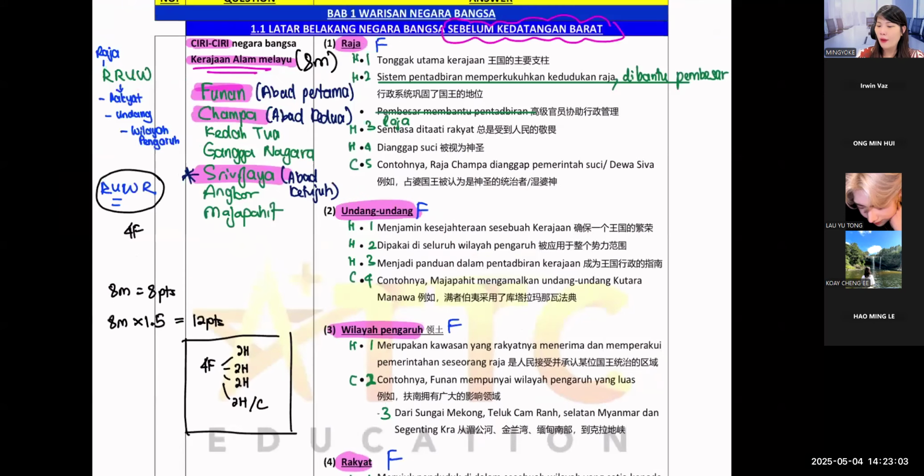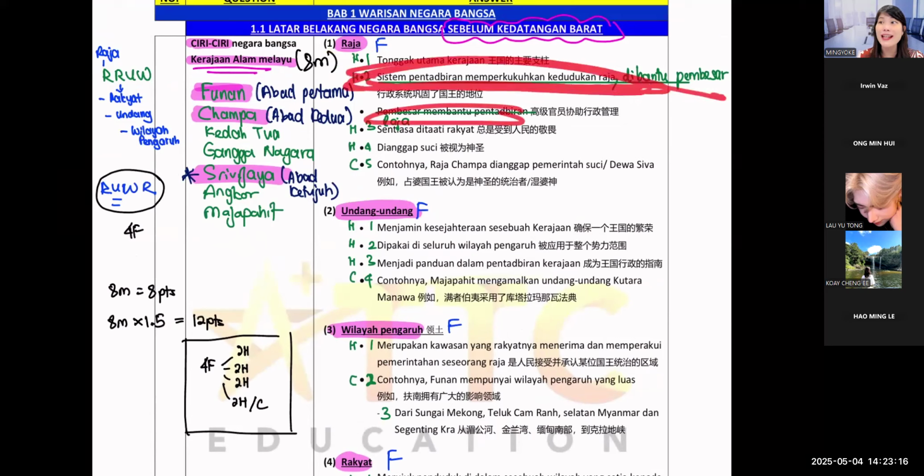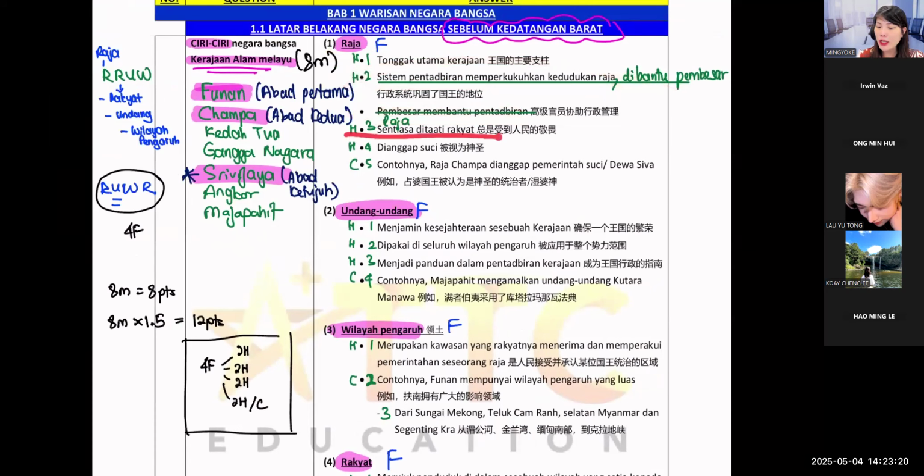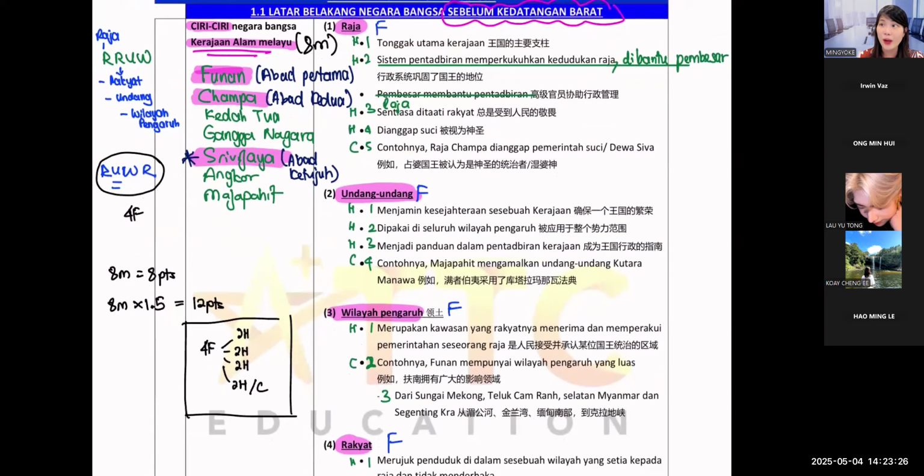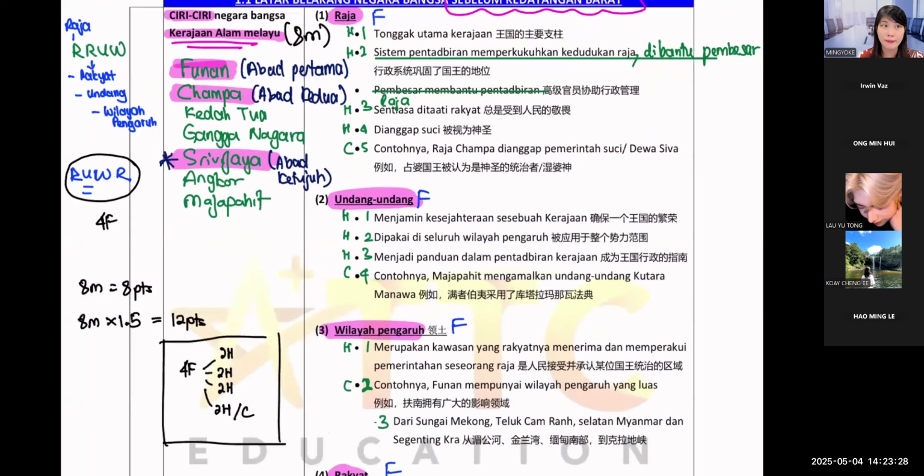Example, Raja is the tonggak utama kerajaan, the top in control. Sistem pentadbiran memperkukuhkan kedudukan raja dibantu pembesar. Guys, dibantu pembesar with this sistem pentadbiran is 1 sentence. Then raja sentiasa ditaati rakyat, dianggap suci. Contoh Raja Champa dianggap dewa Siwa, pemerintah suci.